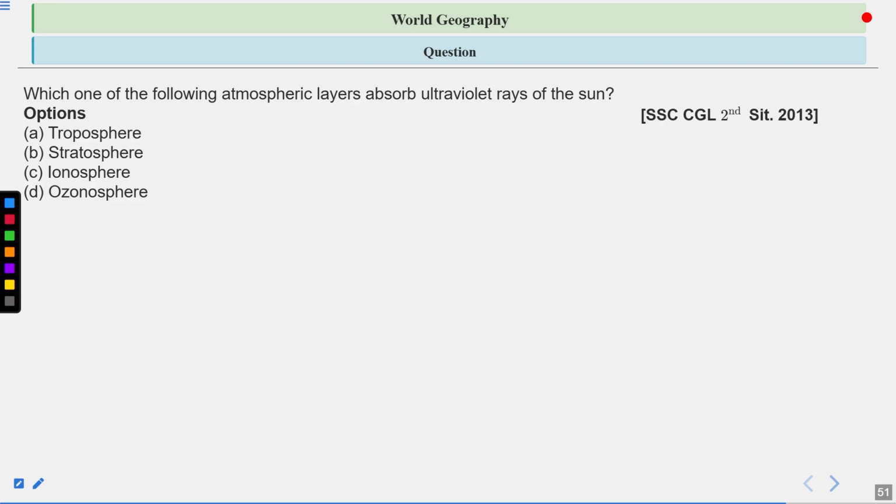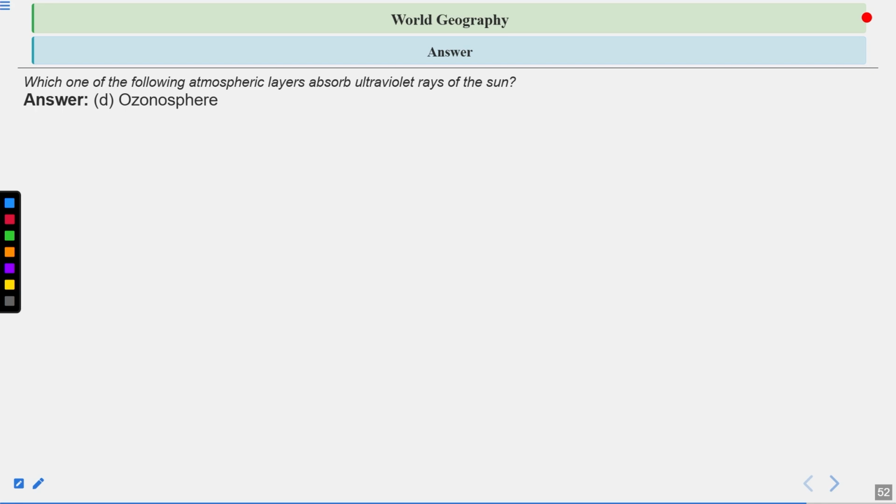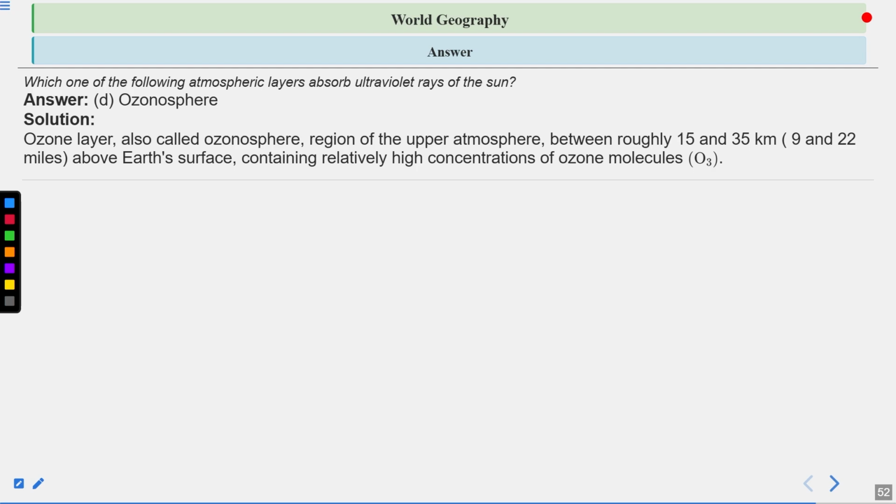Which one of the following atmospheric layers absorbs ultraviolet rays of the sun? Options are troposphere, stratosphere, ionosphere, or ozonosphere. If we talk about ultraviolet rays of the sun, the correct answer is D option, ozonosphere. The ozone layer, also called the ozonosphere, is a region of the upper atmosphere between roughly 15 and 35 kilometers, 9 and 22 miles, above Earth's surface, containing relatively high concentrations of ozone molecules. So, the correct answer is D option.